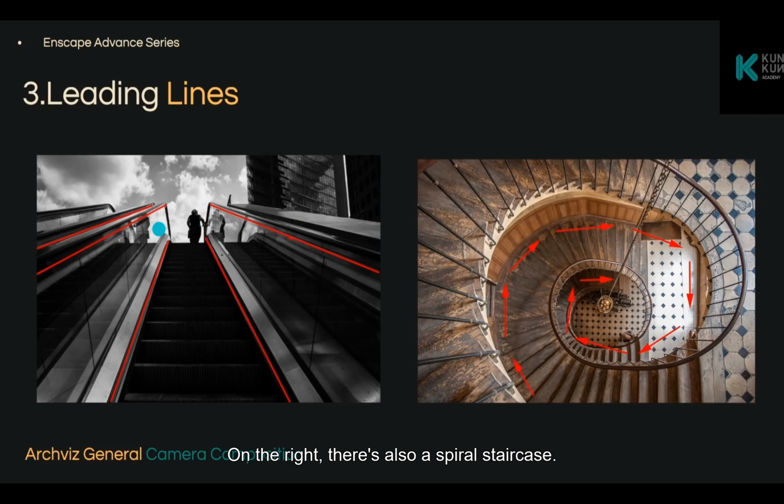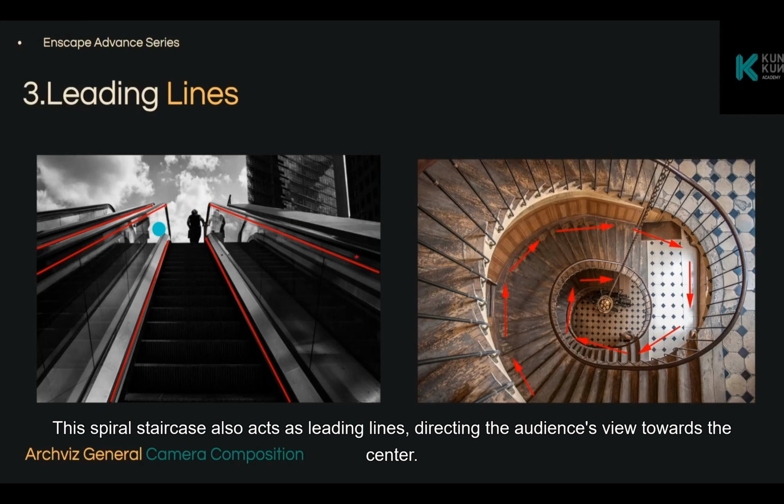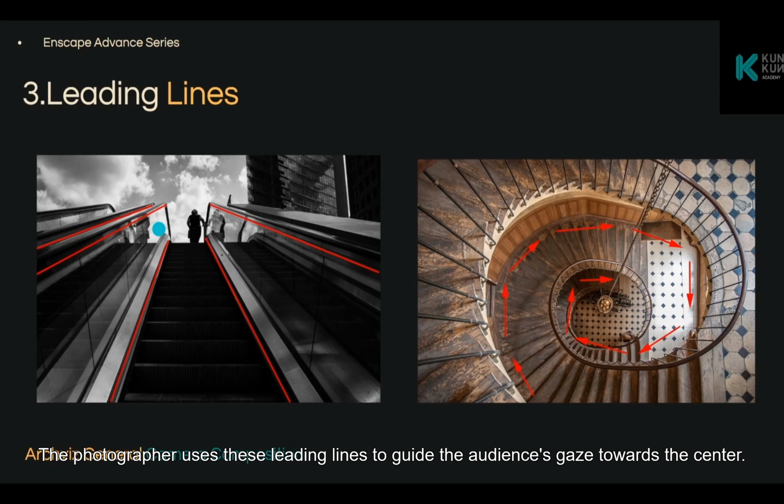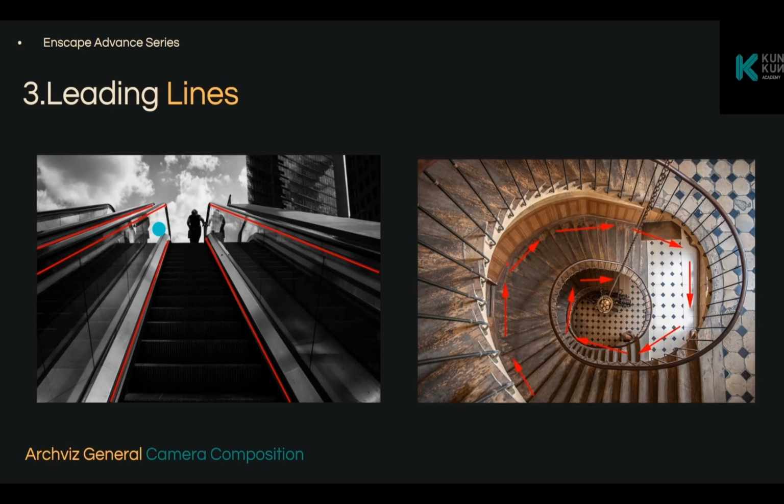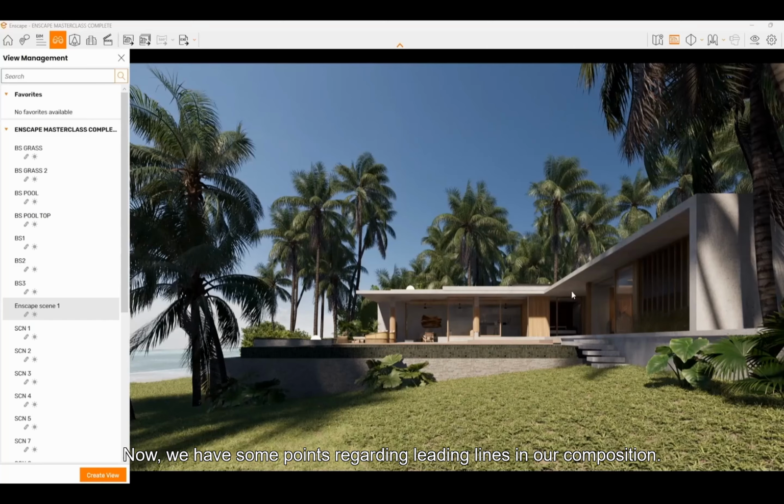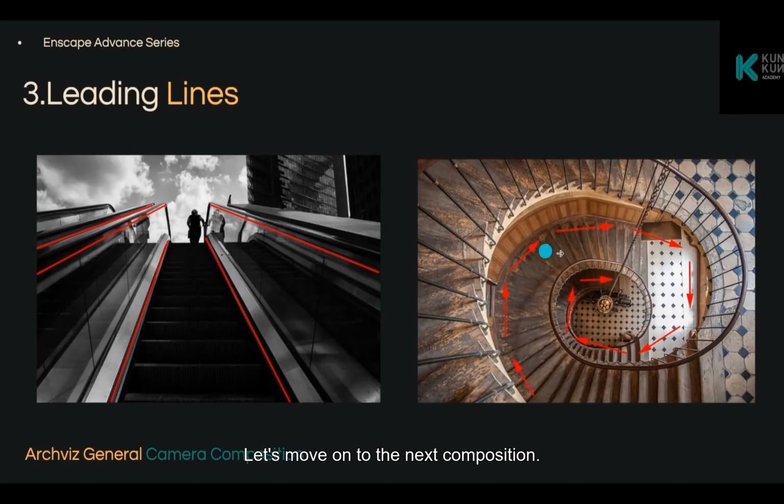On the right, there's also a spiral staircase. This spiral staircase also acts as leading lines, directing the audience's view towards the center. The photographer uses these leading lines to guide the audience's gaze towards the center. Now we have some points regarding leading lines in our composition. One of them is in this angle. The lines of the building also create an effect of leading lines. So this direction as well. The lines from this building also provide leading lines effect. Let's move on to the next composition.